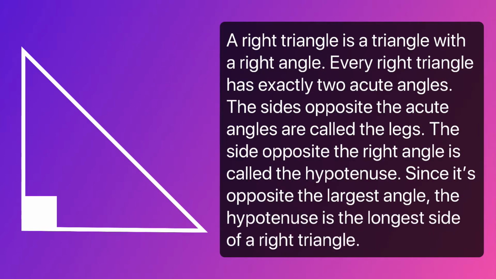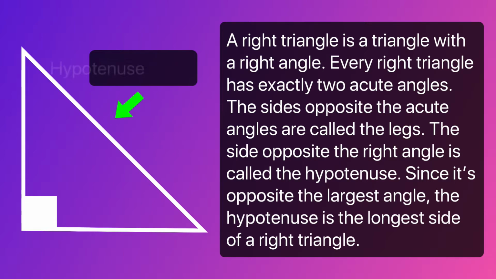A right triangle is a triangle with a right angle. Every right triangle has exactly two acute angles. The sides opposite the acute angles are called the legs. The side opposite the right angle is called the hypotenuse. Since it is opposite the largest angle, the hypotenuse is the longest side of the right triangle.